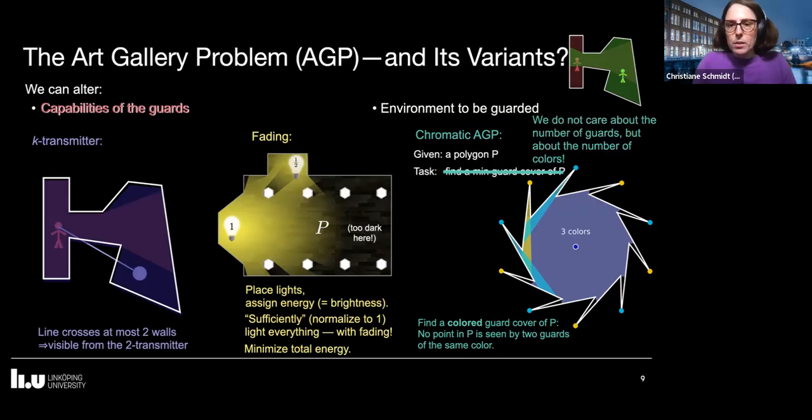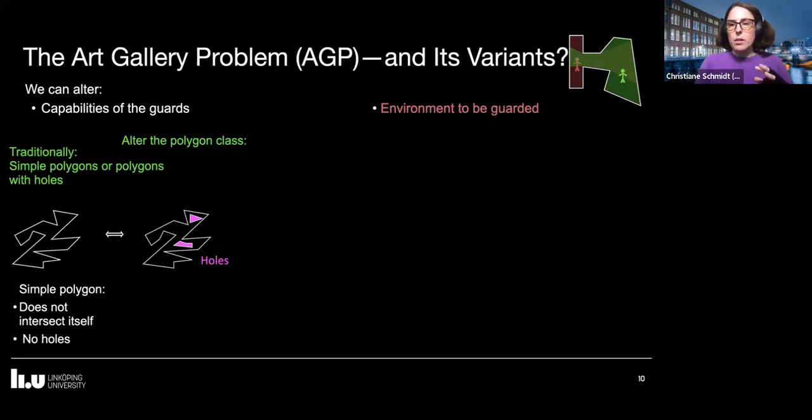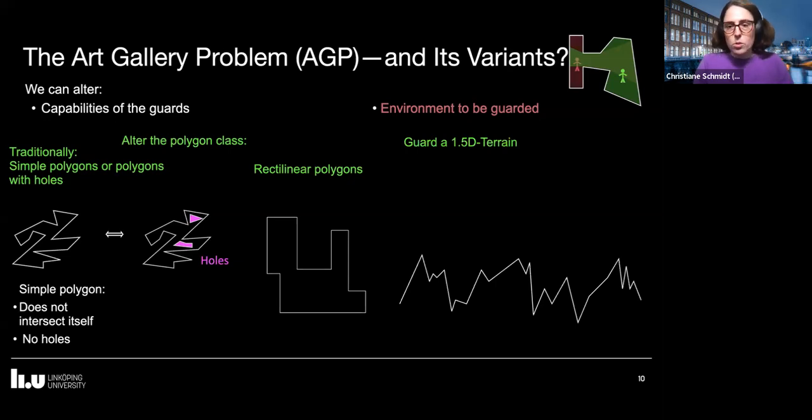And the other thing that we could alter is the environment that we want to guard. Very traditional is several classes of polygons. As we said, simple polygons or polygons with holes. Very often we also look at rectilinear polygons, or also abstract from polygons. There's something that we call a 1.5D terrain.